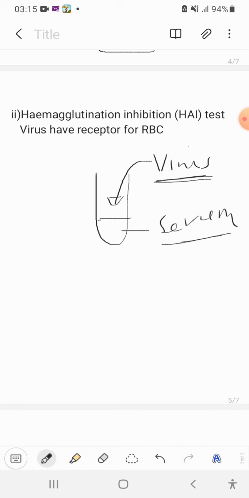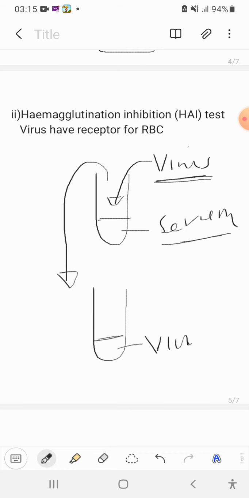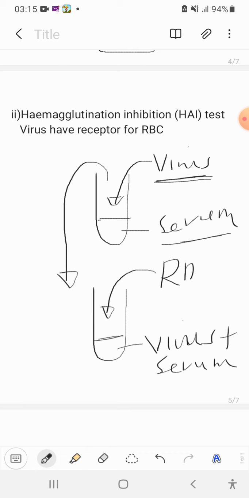After incubation, take the suspension and put it in another tube. This now is virus plus serum. Then now add susceptible RBC, red blood cells. Then again incubate. Then observe.